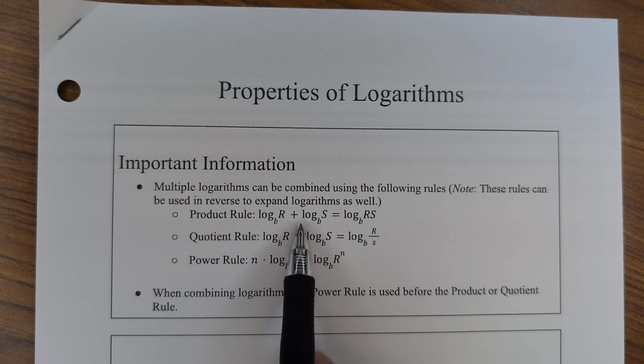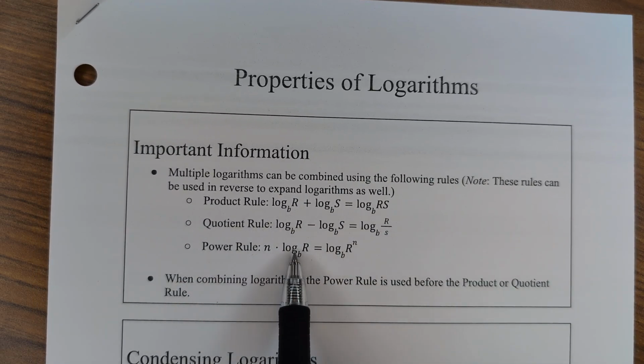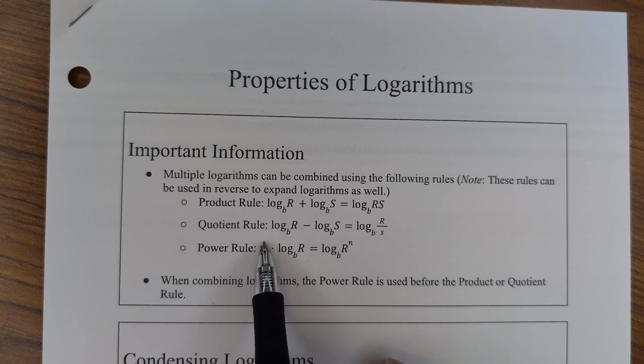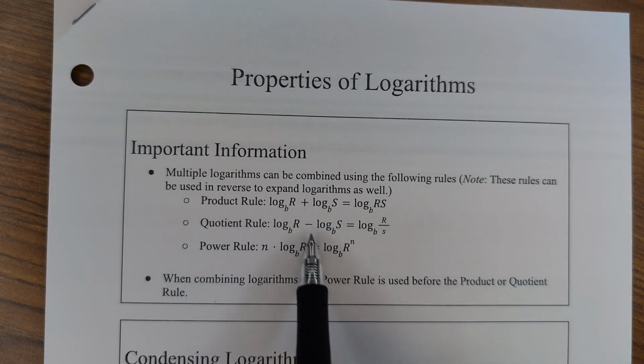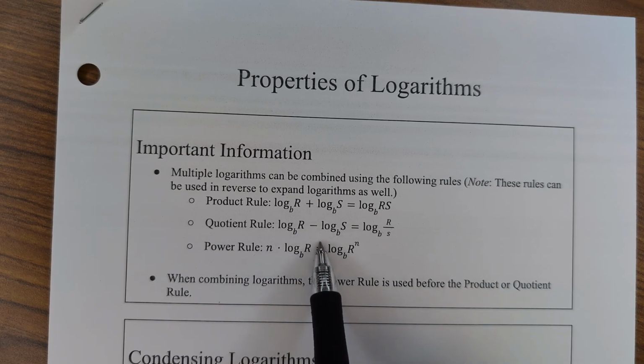Quotient rule is their opposite. So since subtraction is the opposite of addition, the operation over here is the opposite, r over s. And the power rule we actually used before. Like I said, we use it the other way to pull our exponents out front to solve logarithmic or exponential equations, but you can also use it to return the coefficient back to the exponent.